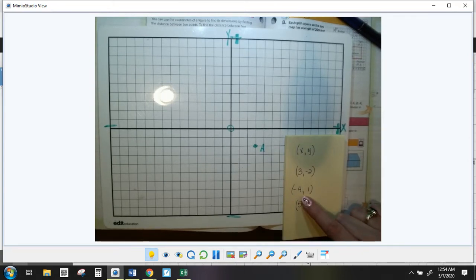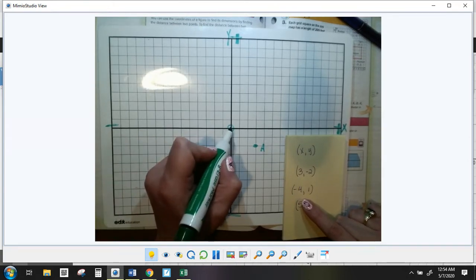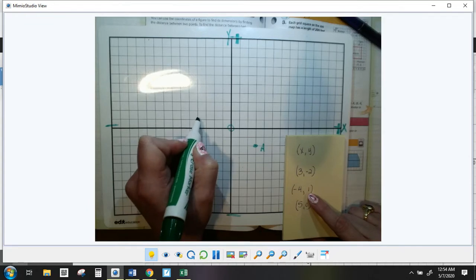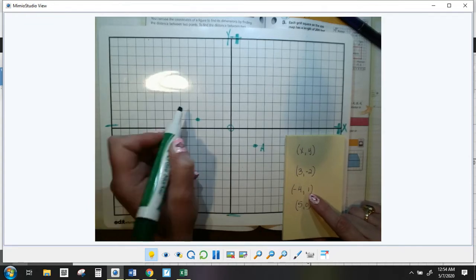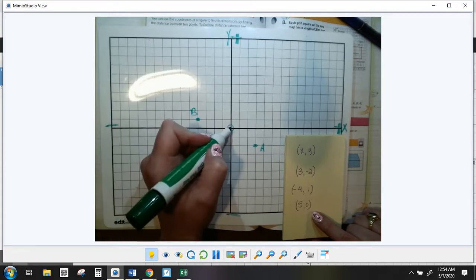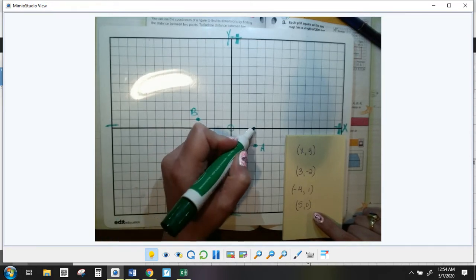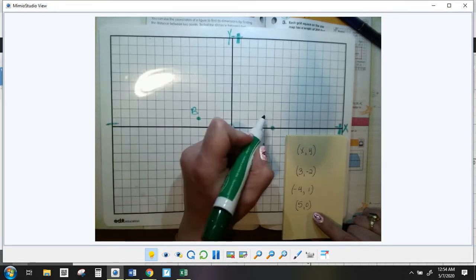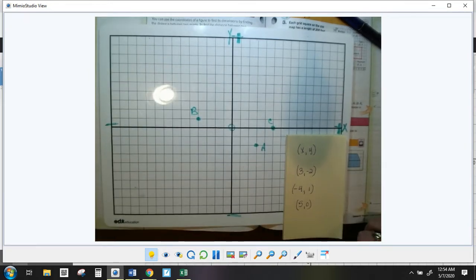We're going to go (-4, 1). So again, go back to the center. Go side to side, -4. 1, 2, 3, 4. And then up and down, +1. Make your dot. Label it. And then a final one here, we're going to go side to side 5, 1, 2, 3, 4, 5, and then up and down 0. So that will sit directly on the x-axis.